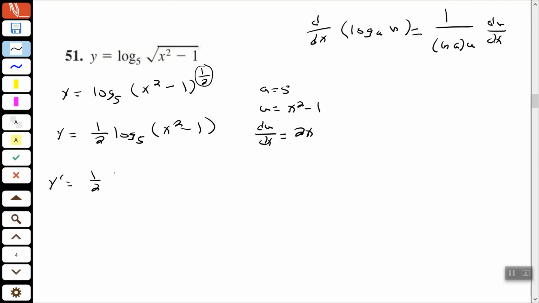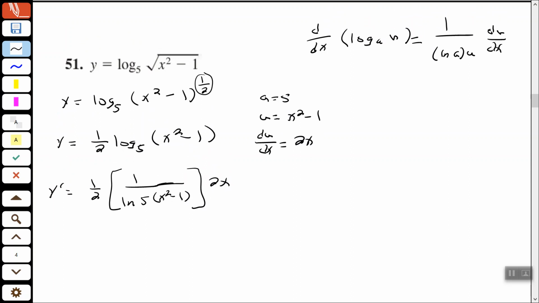Okay. So we have 1/2 times 1 over the natural log of 5 times u, and u in this case is x squared minus 1, times du over dx, which is 2x. So just following along with that formula, 1 over the natural log of 5 times u, which is x squared minus 1, and that whole thing times du over dx, which is 2x.